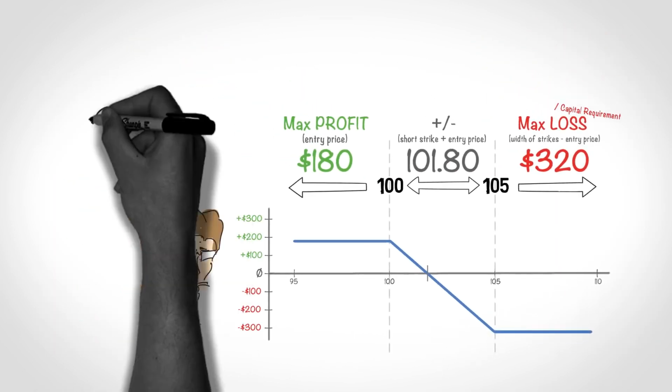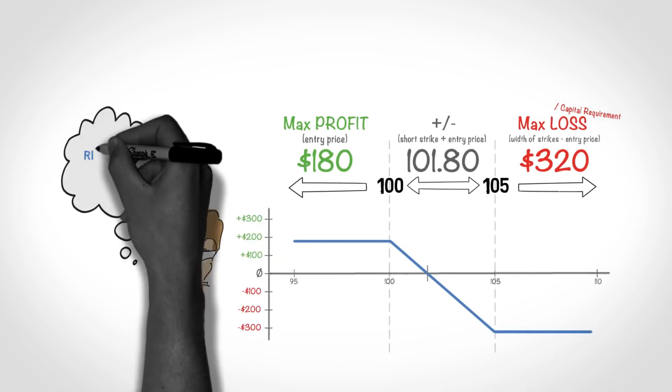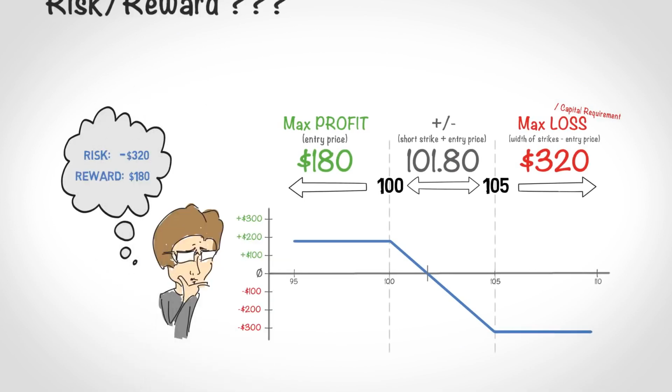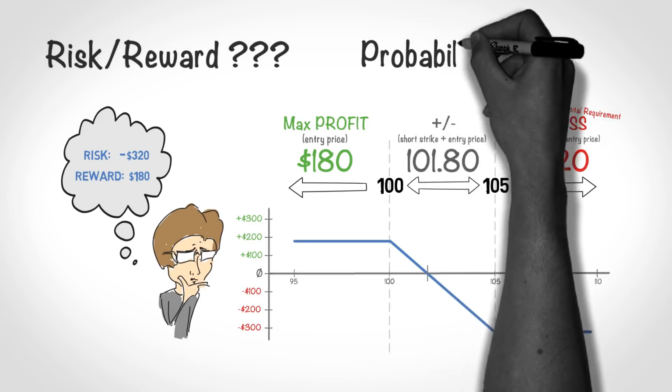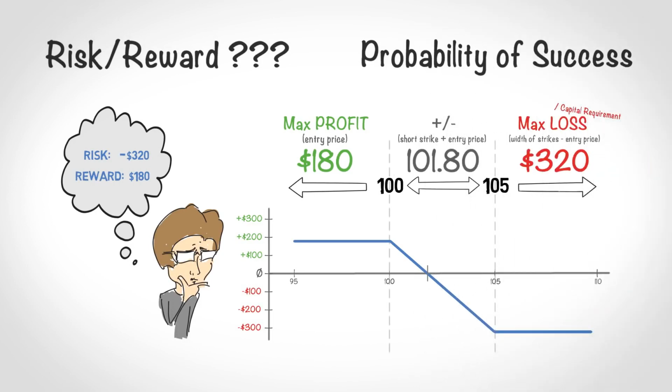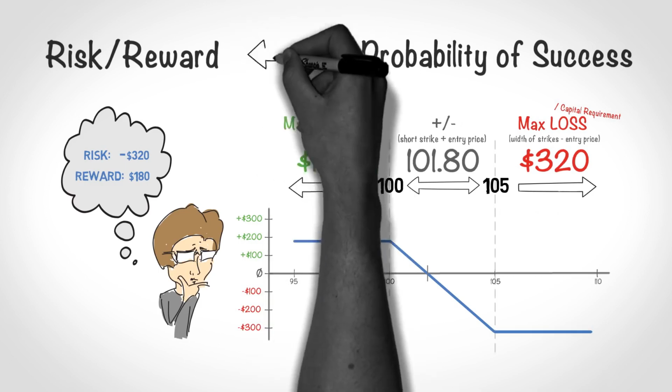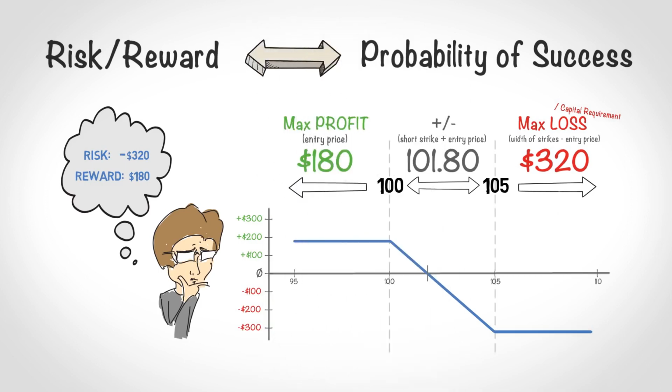And you may be wondering why anyone would take a trade where you are risking more than you can potentially make. The reason is because it allows you to achieve a very high probability of success and profit without having to predict stock prices. Risk to reward and probability of success are directly tied to each other.